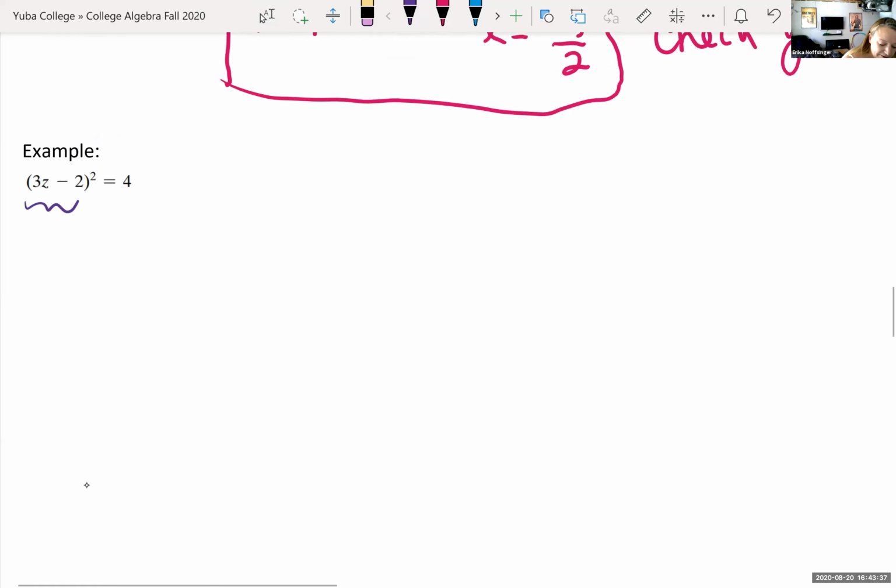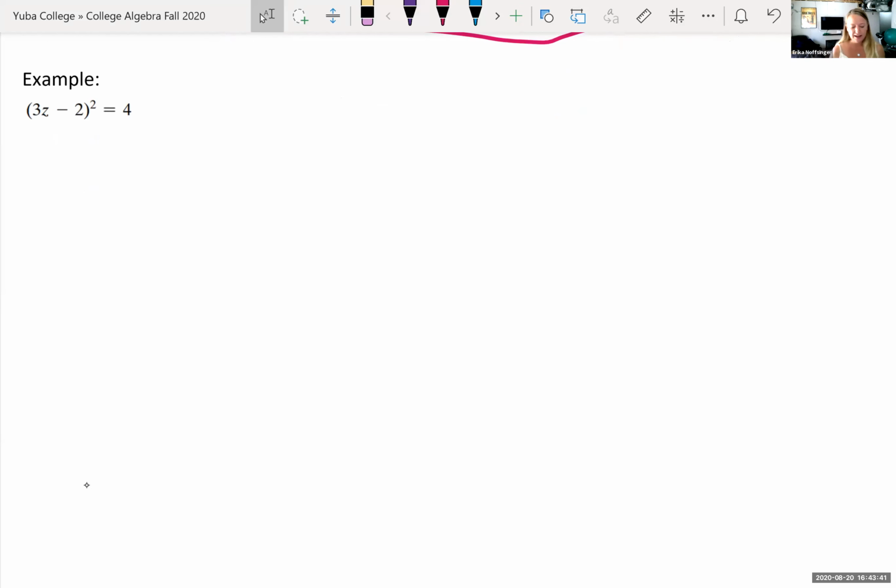And also notice the left-hand side is a quantity squared. The right-hand side, notice that 4 doesn't have a variable over here. So this is where we can use what is called the square root method. And it will be so much faster and easier to go this route than the other route.